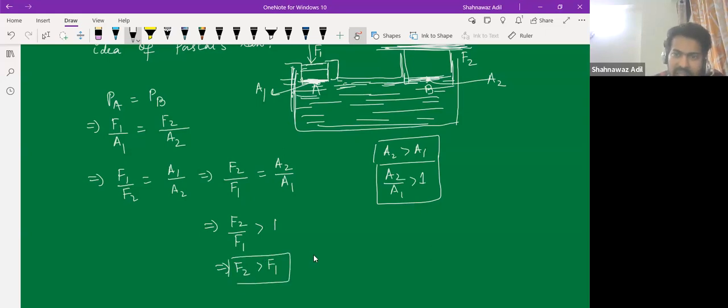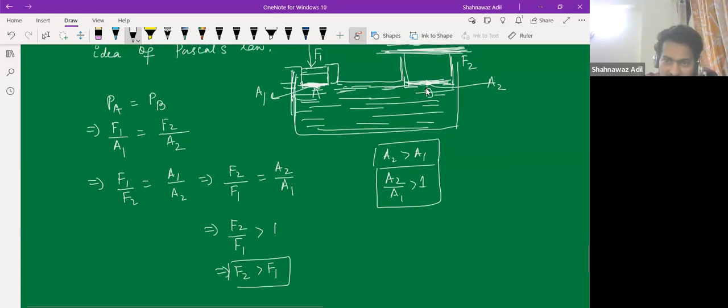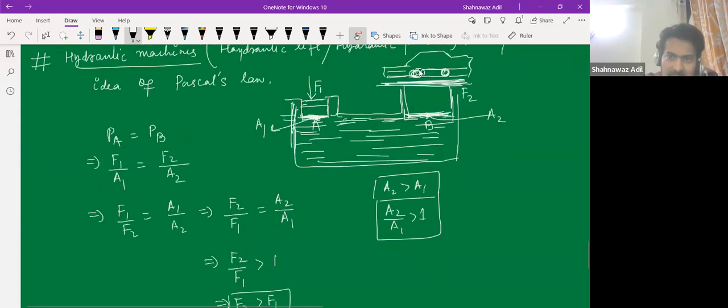So what did I get? If I increase the area, then I'll get the maximum amount of force. I have applied a small amount of force on this side, but due to the increase in area, I am getting a very large force on this side, right? So in this way, by applying a small amount of force, we can get 10 times or 100 times larger force than this one.